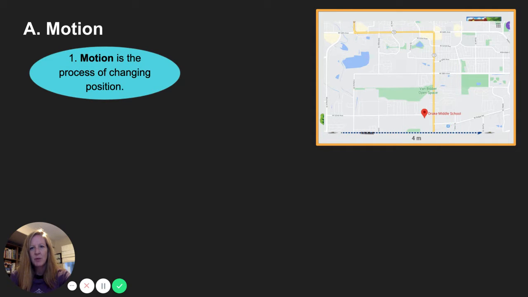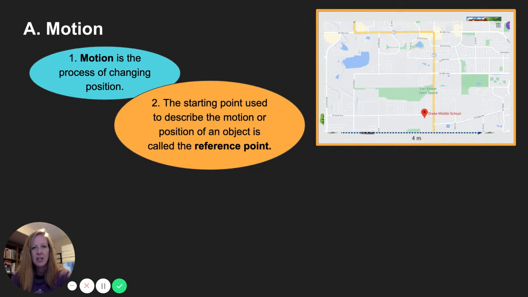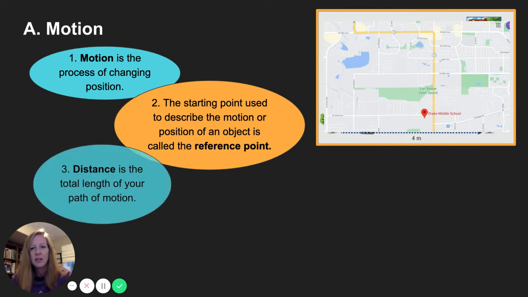Okay. First of all, when we talk about motion, motion is any process that changes the position of an object. And when we are looking at that object, we're always going to start with a reference point. So let's say we're looking at the location of your house. Well, we need a reference point when we're looking at your house. So we might say, where's your house from Drake Middle School? So that would be our reference point.